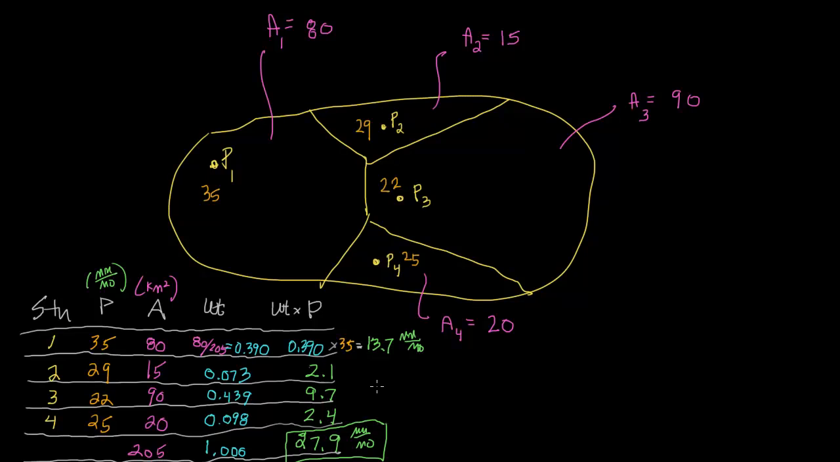So that's how I calculate the weighted average for precipitation data when I'm weighting it by the area over which each spot value of precipitation applies.